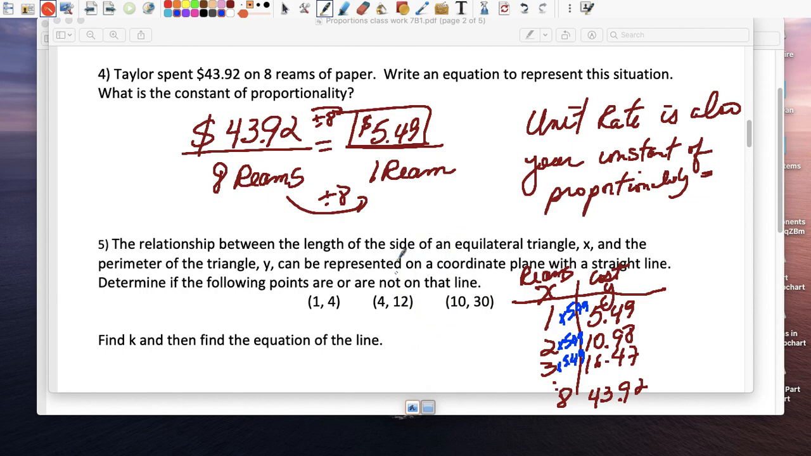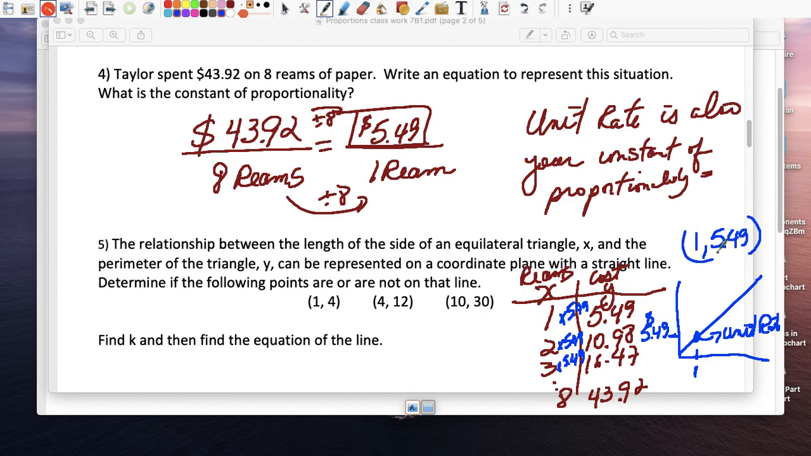Now, if it's a proportional relationship, when we graph this, it's going to look like this. This point here is going to be your unit rate. The unit rate is that for one ream of paper, we pay 5.49. Here's our point. And this is our constant of proportionality and your unit rate. So my equation is going to look like this. y equals, what are we multiplying every x value by? Every x value is being multiplied by $5.49. That is the name of this line. y equals 5.49x. Okay.